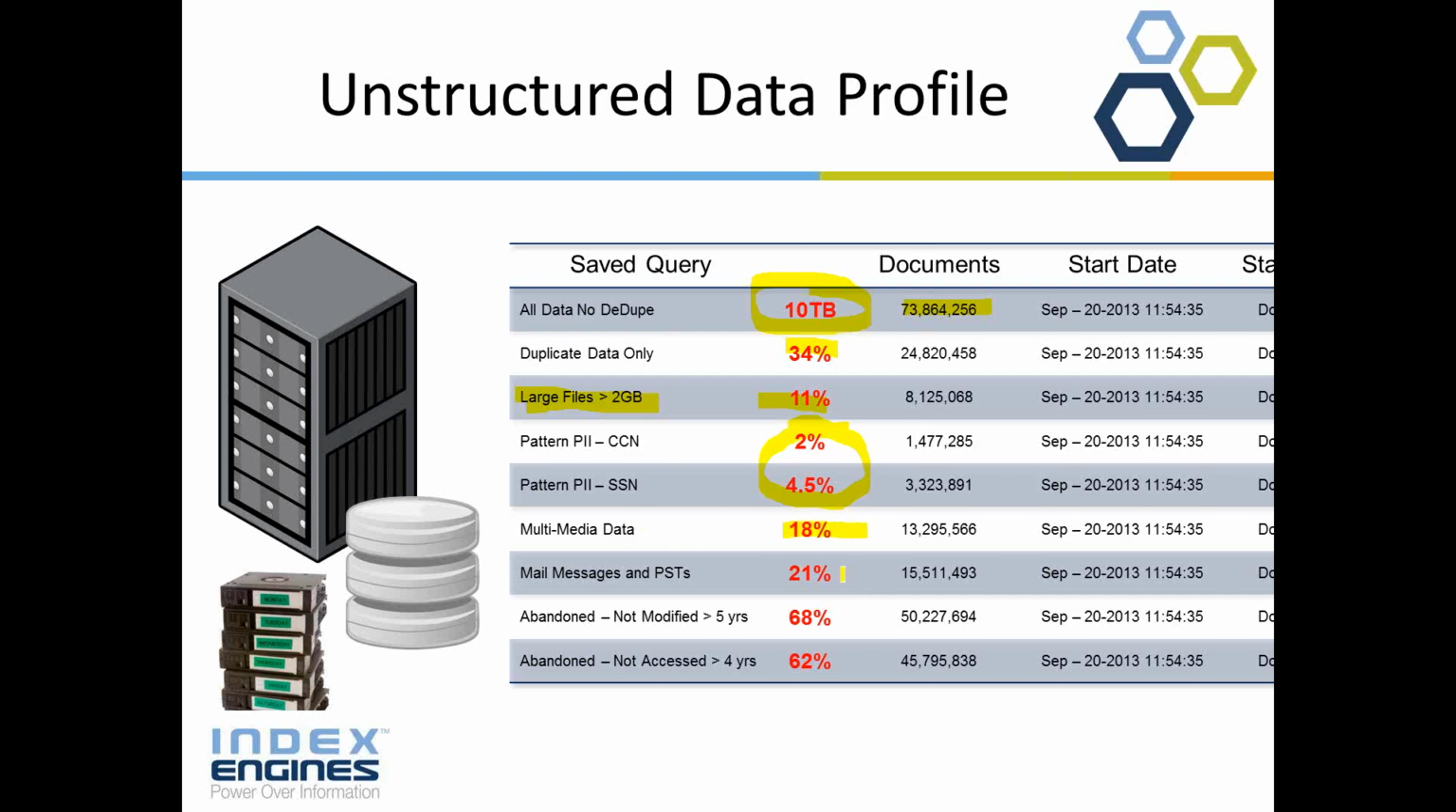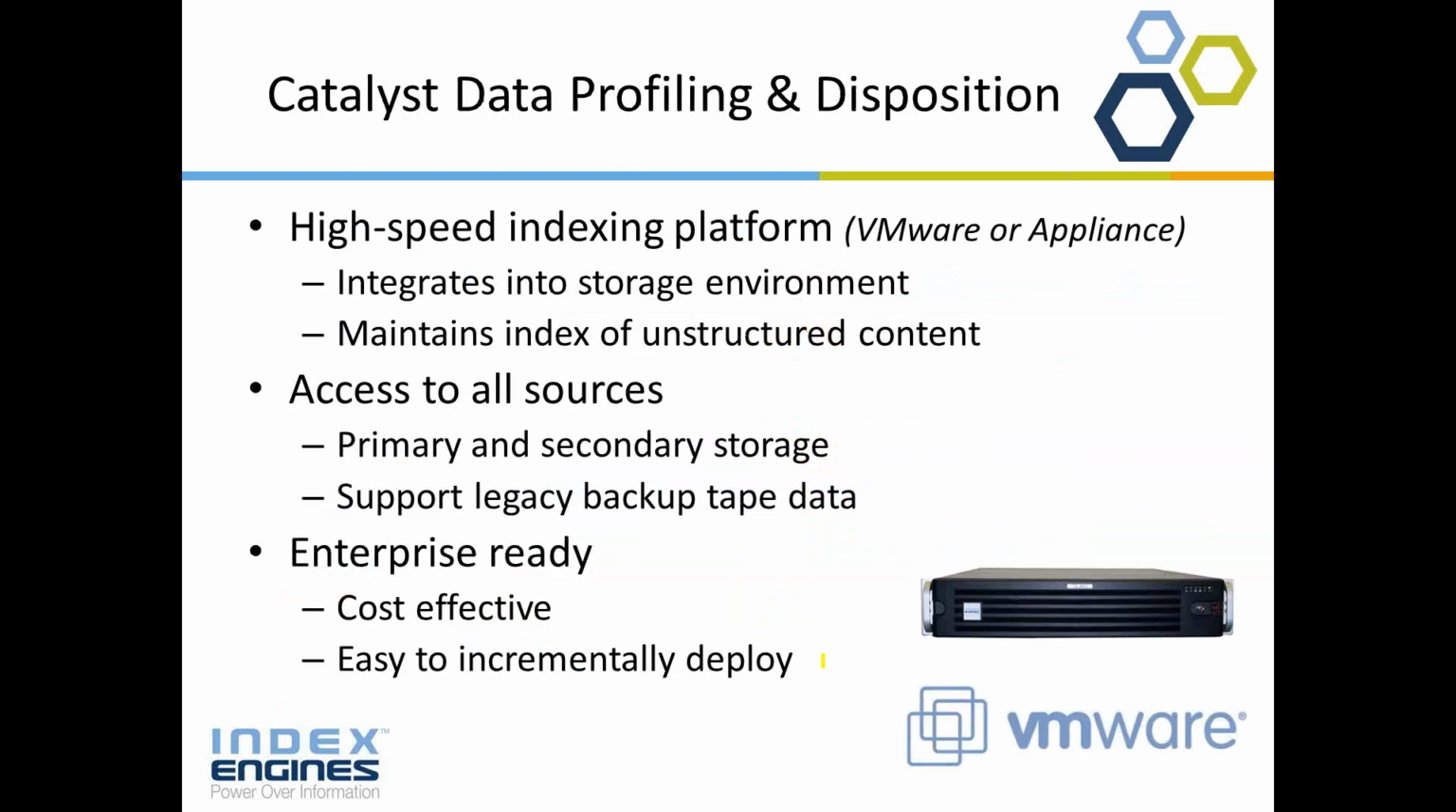Looking for multimedia data, email and PSTs. In this case, it was about 15,000 either email messages or PSTs that exist out there. And then looking for the data that's either abandoned, that hasn't been modified or accessed. That usually represents a significant portion of what you have out there on your servers. So here you can see upwards of 60 to 70% of the data is really that aged out or abandoned content. So having that view into your server environment, your network environment, even your legacy backup environment, allows you to really make management decisions of the content.